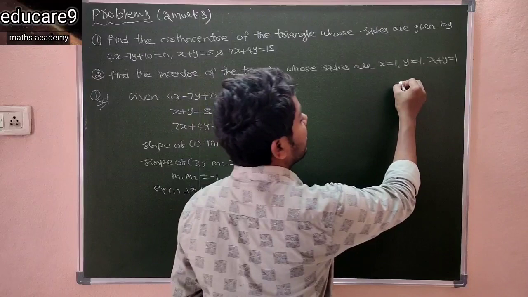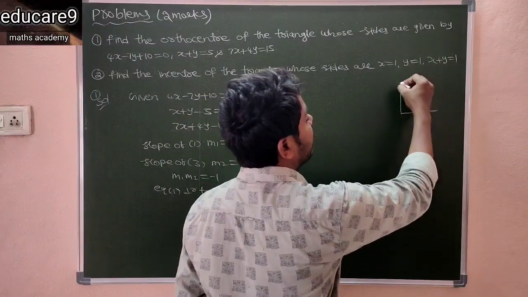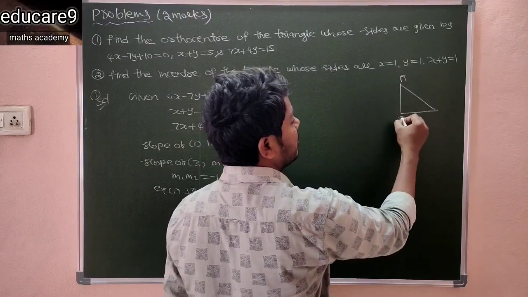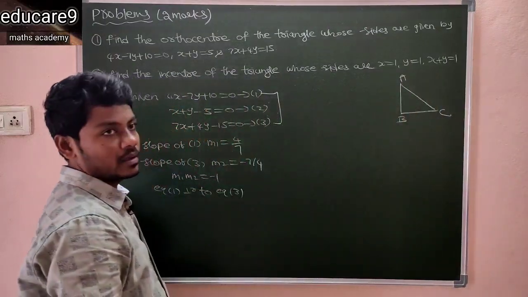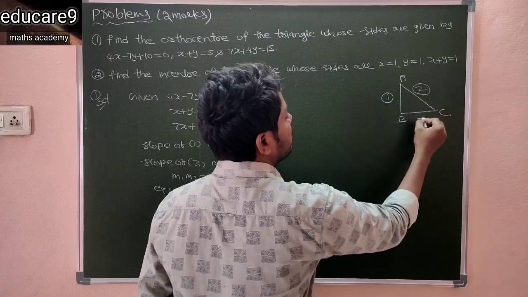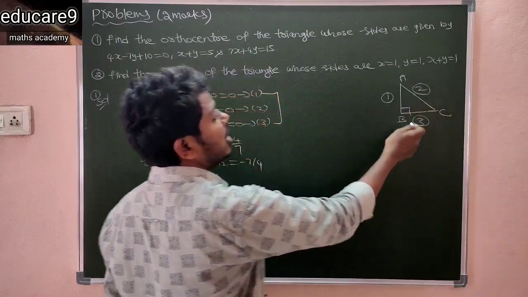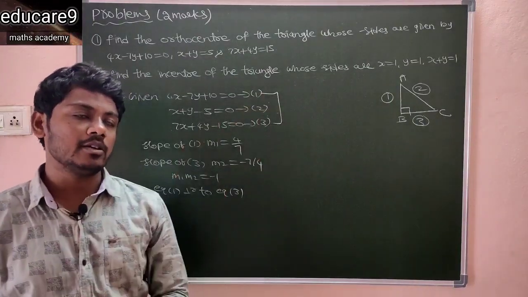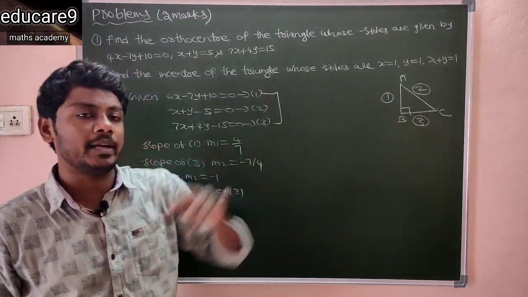So see here, the given sides form a right angle triangle. Suppose this is A, B, C. Now this is equation 1, this is equation 2, this is equation 3. So solving 1 and 3, you will get the orthocenter B, because the two lines are perpendicular.